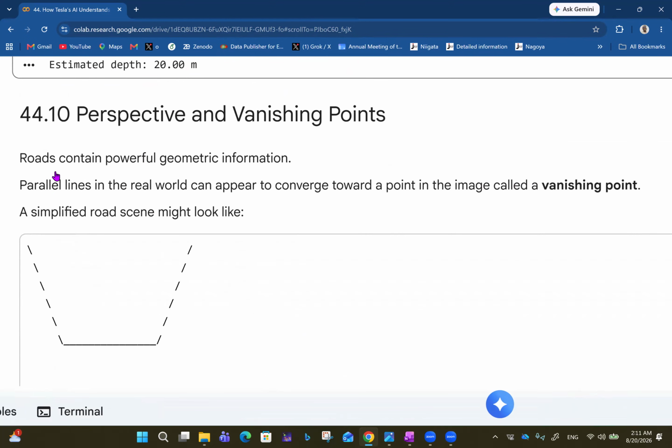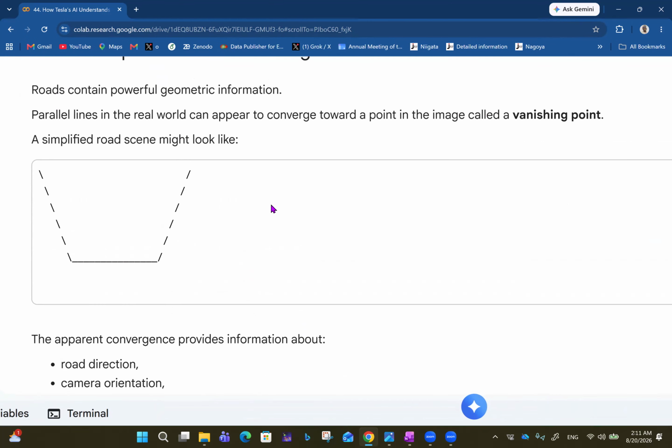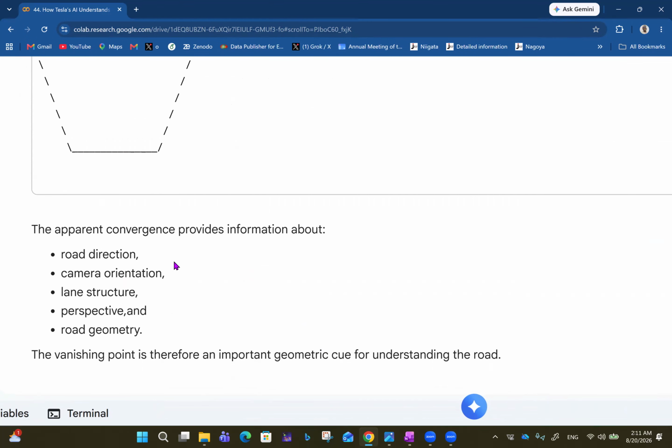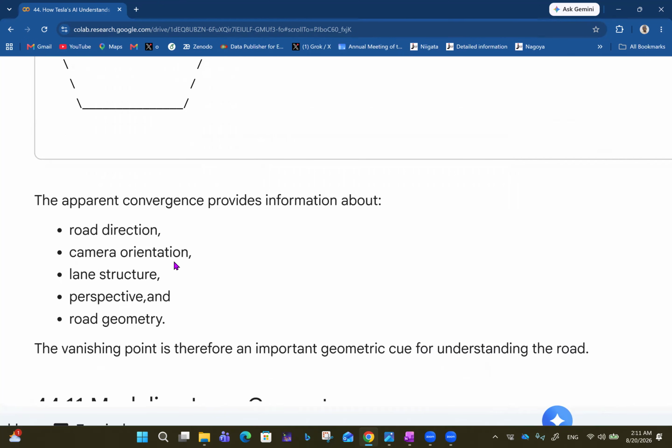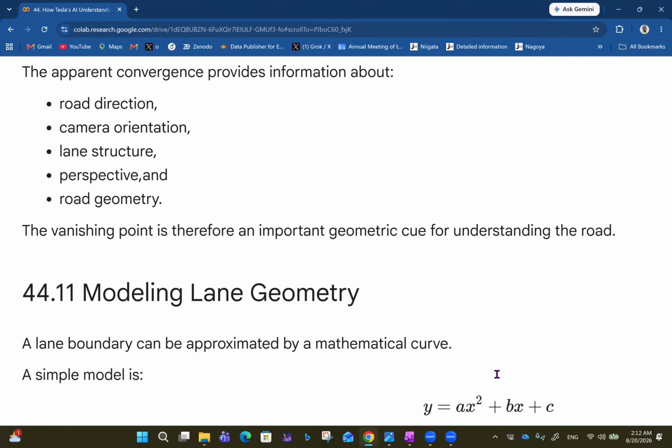Then we have perspective and vanishing points. Roads contain powerful geometric information, so parallel lines in the real world can appear to converge toward a point in the image called the vanishing point. So a simplified road scene might look like this. You have two roads running, and then at some point it looks like the roads meet. So the apparent convergence provides information about road direction, camera orientation, lane structure, perspective, and road geometry. So the vanishing point is therefore an important geometric cue for understanding the road.